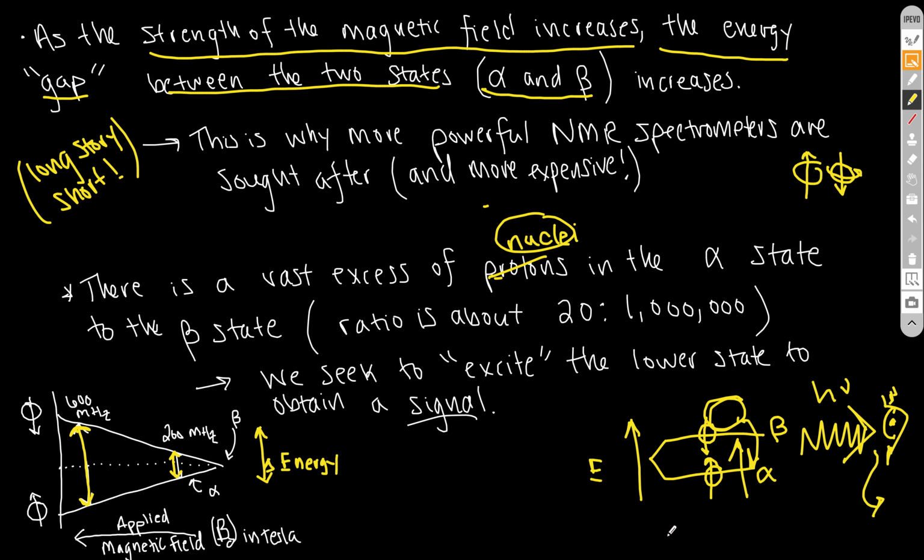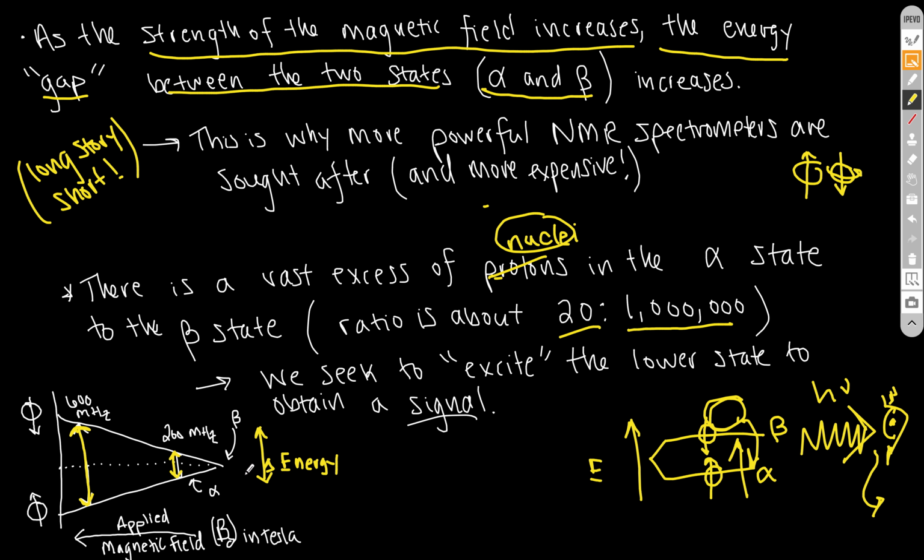So if there's a vast excess, there's about 1 million to 20. There's about 1 million in the alpha state to 20 in the beta state. So that's great. That's what we want. So we seek to excite the lower state to obtain a signal.